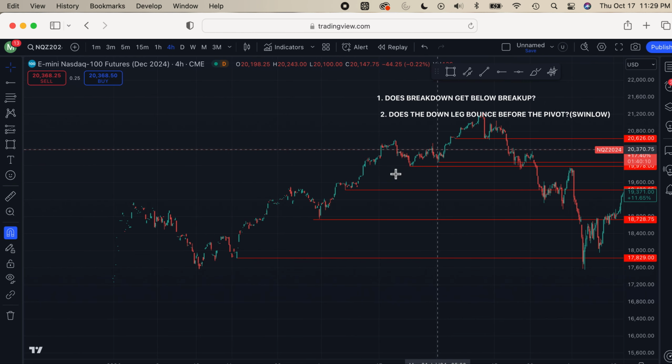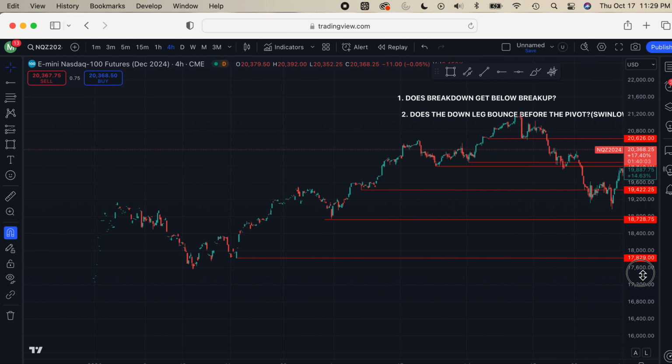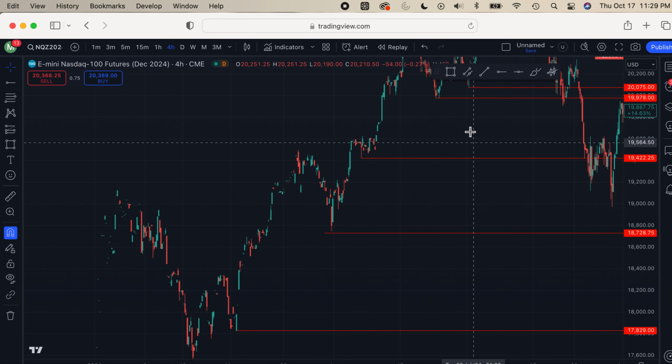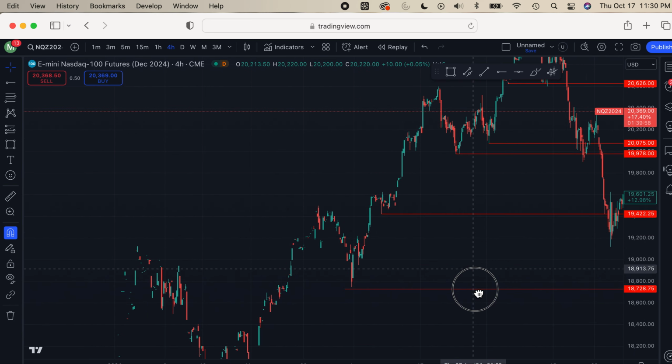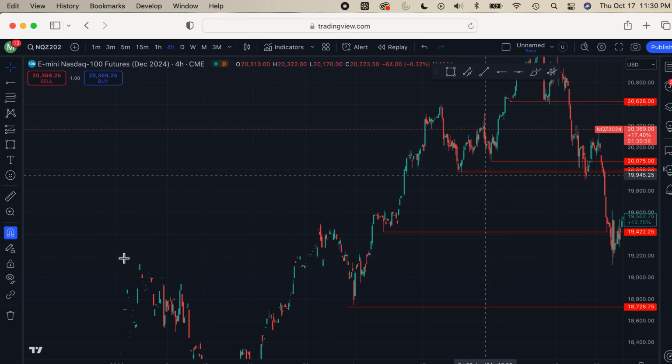Does that make sense? Because a lot of people will look at this and say, well, why isn't that a top? It has a break up candle and a breakdown candle. Well, because 2 reasons. Let's go ahead and delete everything. Start over.